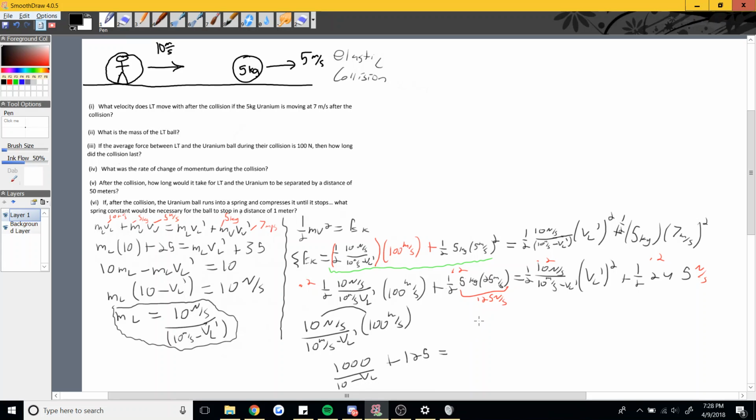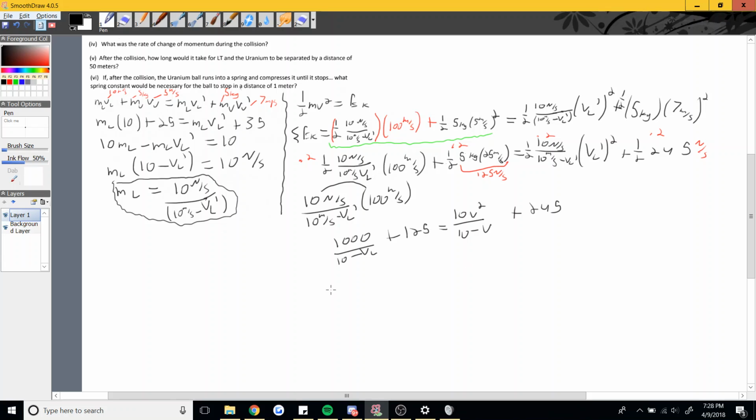equals the 10v squared. We're going to simplify that v prime and just put a v squared on there, over 10 minus v plus 245. Now, doesn't that look so much nicer? We can use this right here to solve for v. So why don't we go ahead and do that? I'm going to draw a swift little line over here, make sure nothing's creeping its way in.